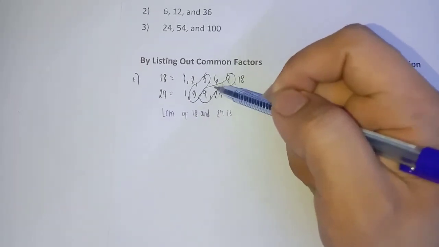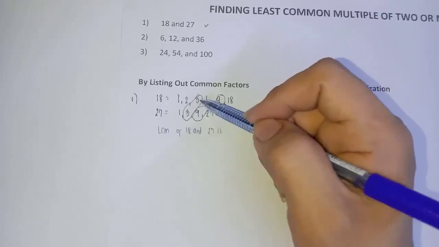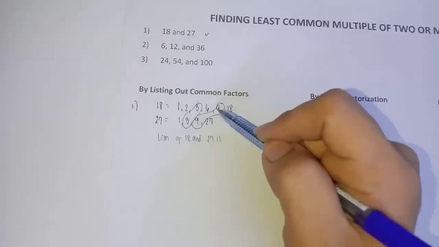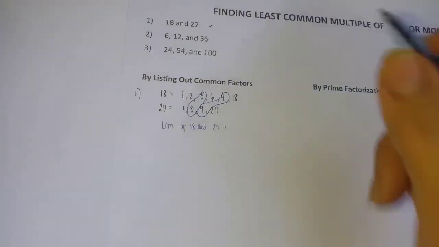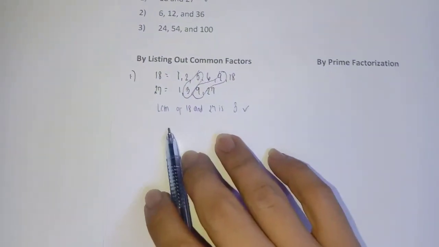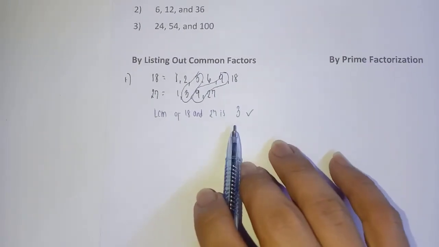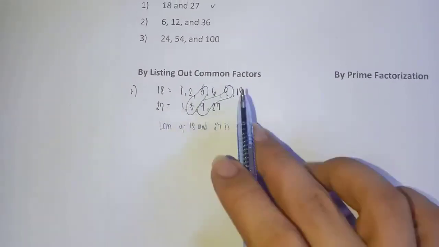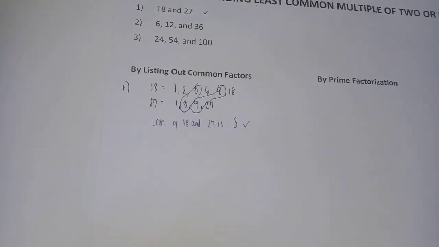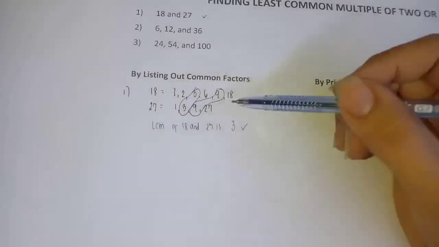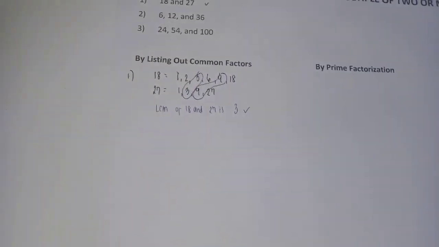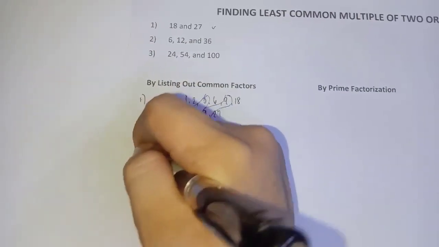So meron tayong 2 common factors. Yung kukunin natin dito is yung pinakamaliit na number. Between 3 and 9, which is the less? That is 3. So, therefore, the LCM of 18 and 27 is 3. 9 in this case is the GCF. GCF is 9 and the LCM is 3. Let's proceed to number 2.